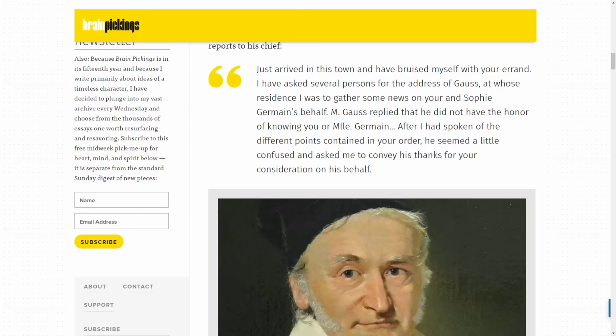Monsieur Pernety, Sophie Germain's family friend, who she tasked with ensuring Gauss's safety, wrote back to Sophie to inform her that he had just arrived in town and bruised myself with your errand. I have asked several persons for the address of Gauss, at whose residence I was to gather some news on your and Sophie Germain's behalf.